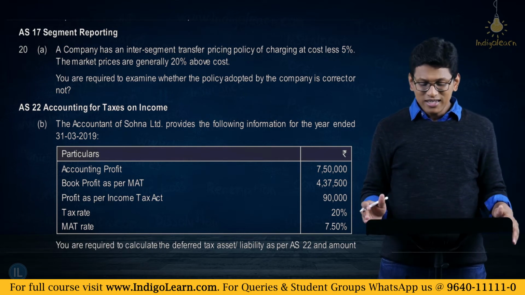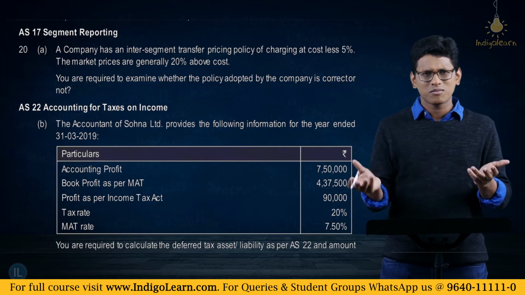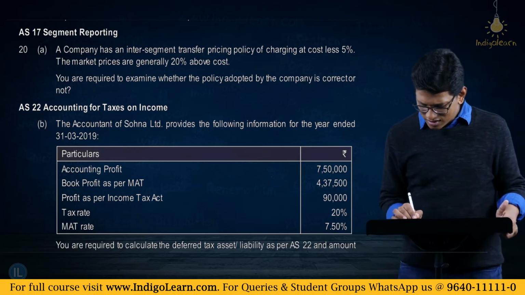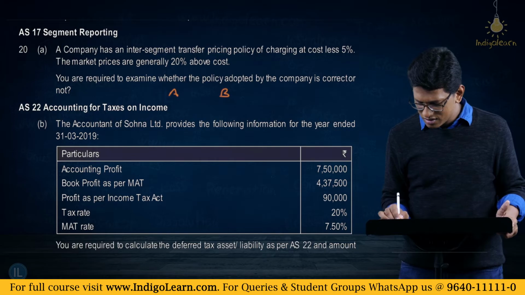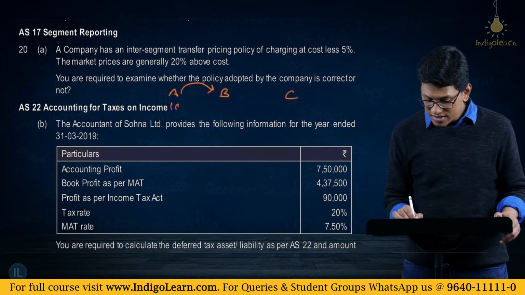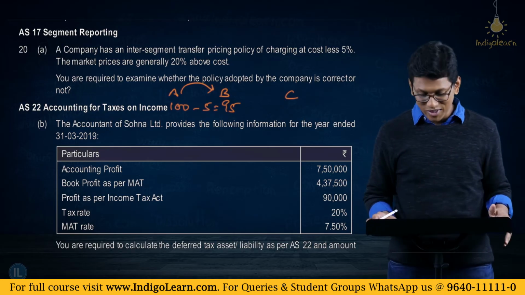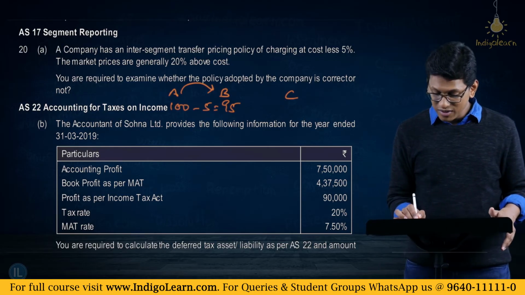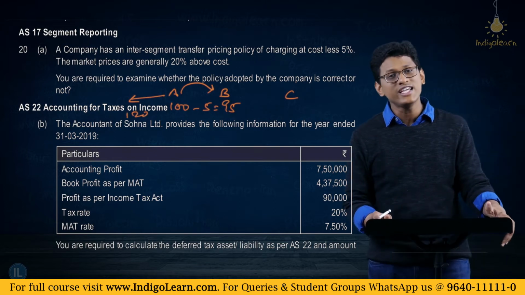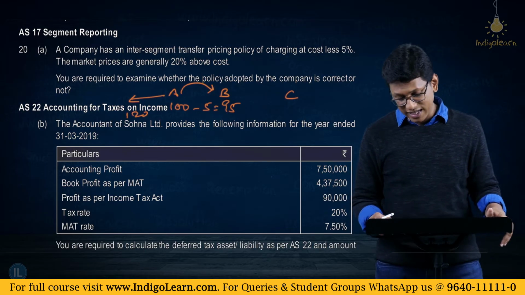AS 17, company has an inter-segment transfer pricing policy. Say there are 3 segments, segment A, segment B, segment C. Segment A is transferring to segment B. Let's just put it down. Transfer pricing policy of charging at cost less 5%. Say cost is 100 minus 5, at 95 segment A is transferring to segment B. Market prices, if segment A were to sell this to the outside market, segment A would have sold it at 120, is what it says. Okay, that's the point. You are required to examine whether the policy adopted by the company is correct or not.